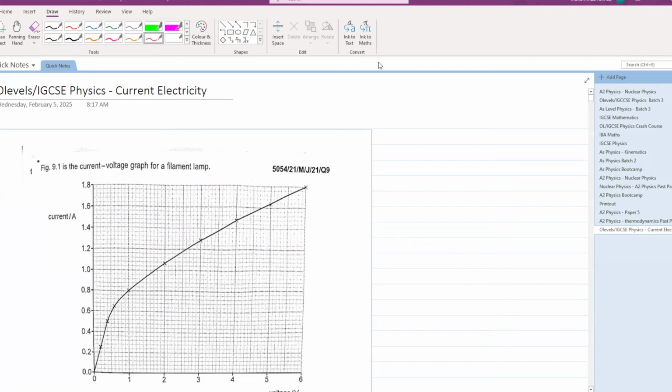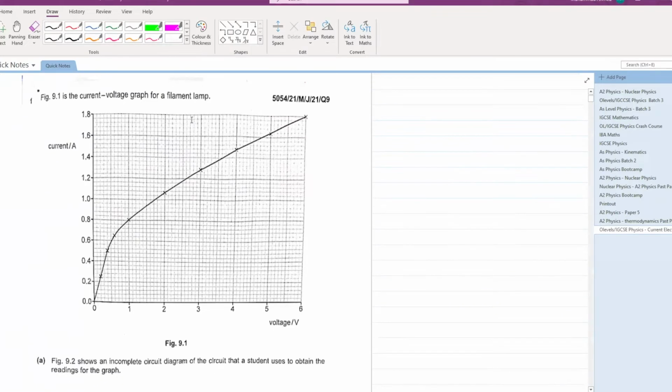Okay, students, let's get started with the past papers of O levels and IGCSE physics. The topic for today is current electricity. Okay, so let's look at the first question.